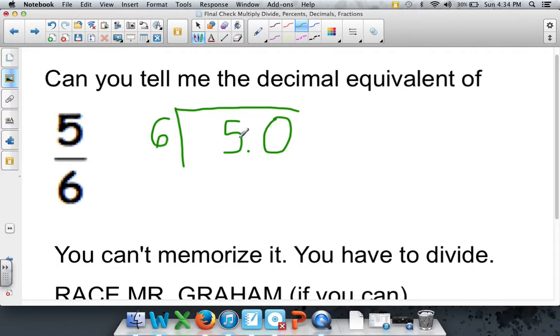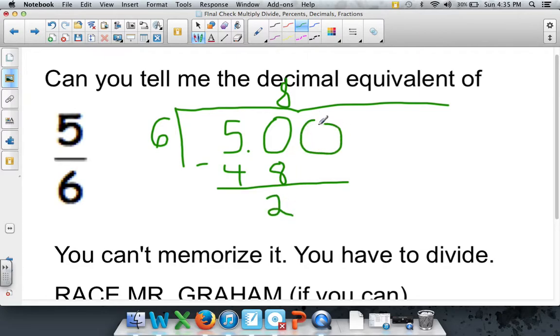6 goes into 50, 8 times. I know my times tables. 6 times 8, that's 48. Sorry guys, we're going to finish this. Now you've got to subtract. 50 minus 48 is going to be 2. We should bring down another 0. Let's do it. 6 goes into 20 3 times. 6 times 3 is 18. 20 minus 18. I'm going to keep going right over here.